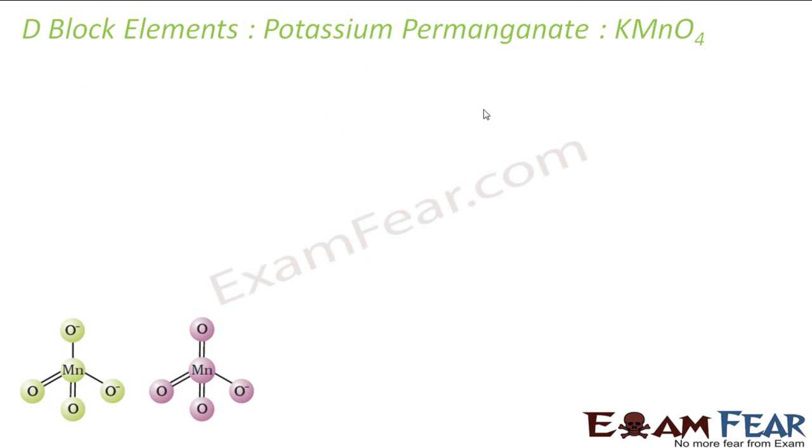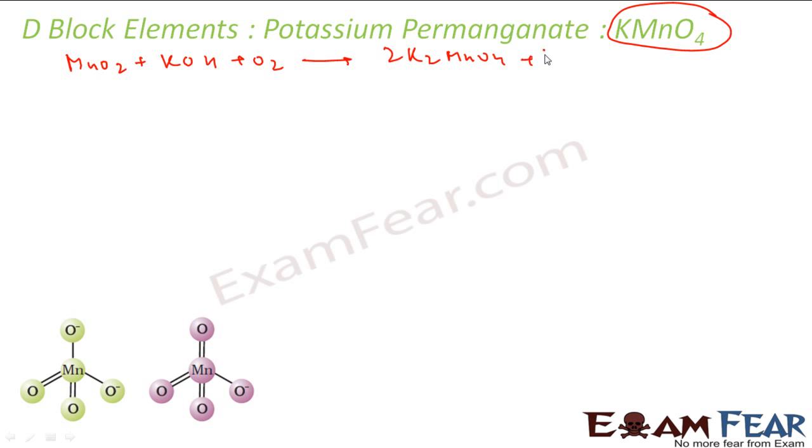The next important compound of the d block is potassium permanganate, KMnO4, a very important compound. It is prepared by fusion of MnO2 with an alkali metal hydroxide and an oxidizing agent such as KNO3. So I have MnO2 with potassium hydroxide and oxygen, and you get 2 K2MnO4 plus water molecules, and this is dark green.